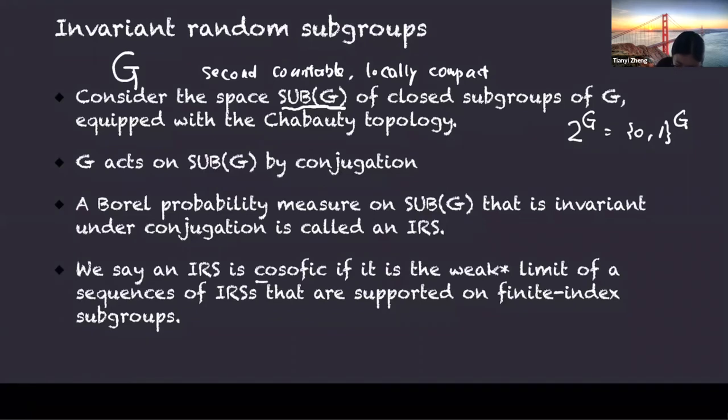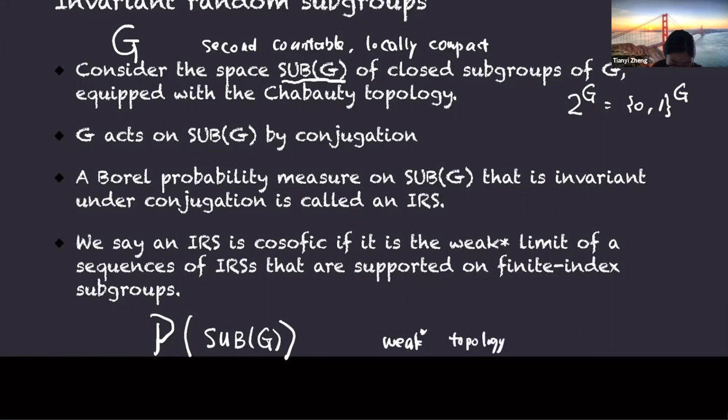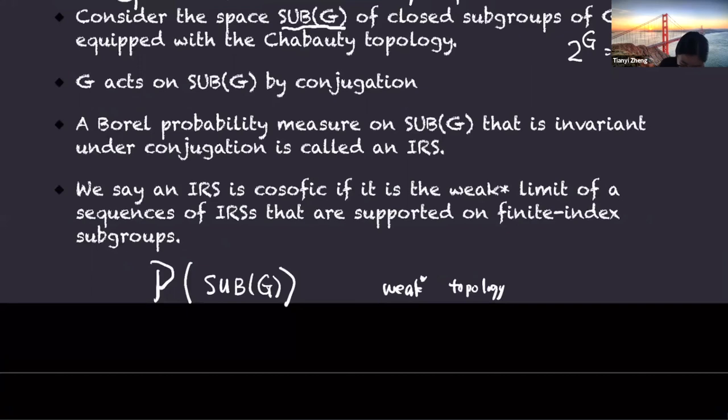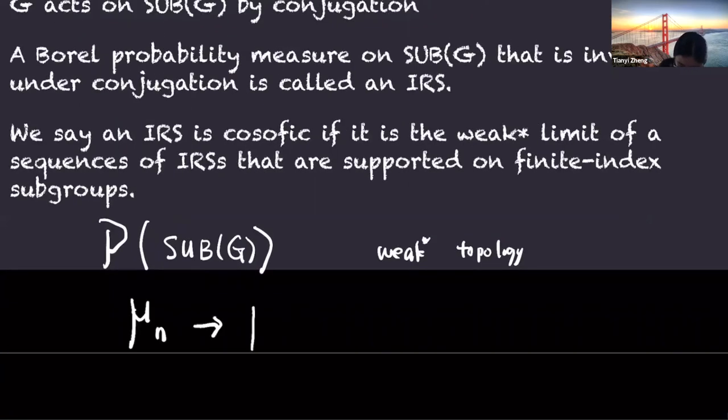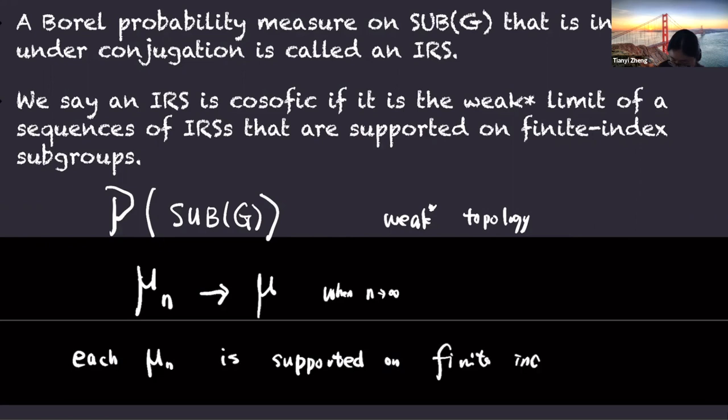The notion of co-soficity means the following. You consider all probability measures on the Chabauty space, equipped with the weak-star topology, which is dual to the Chabauty topology on the space. We say that an IRS mu is co-sofic if you can find a sequence mu_n converging to mu in the weak-star topology, and the requirement is that each mu_n is supported on finite index subgroups. So this is the definition of co-soficity.